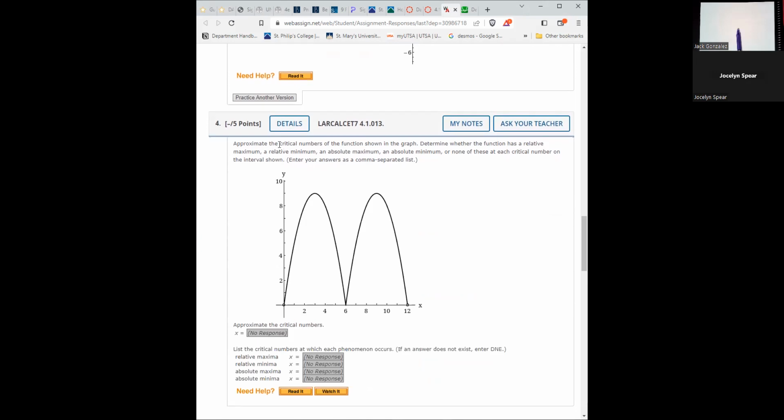So critical numbers are the x values where you have slopes of zero. So these are whatever x value this happens to be, that looks like a 3, right? This one's a 9. Critical values are where the derivative is equal to 0, where you have these peaks and valleys. Those x values at these locations are the critical numbers, and they also happen to be extrema.